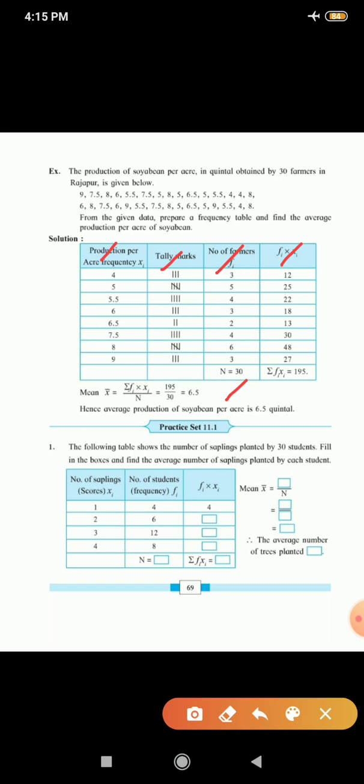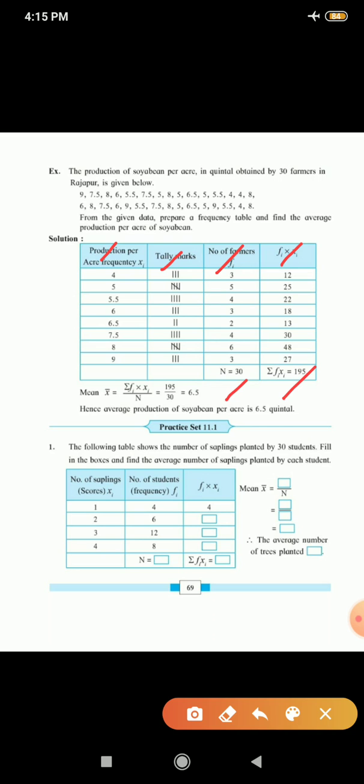Fi into xi. So 3 4s are 12, 5 5s are 25, 4 into 5.5 is 22, 6 into 3 is 18, 6.5 into 2 is 13, 7.5 into 4 is 30, 8 into 6 is 48, 9 into 3 is 27. So summation Fi into xi is equal to 195.